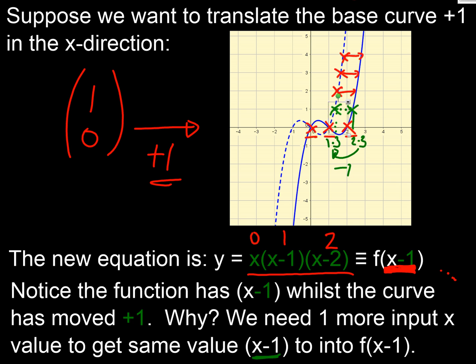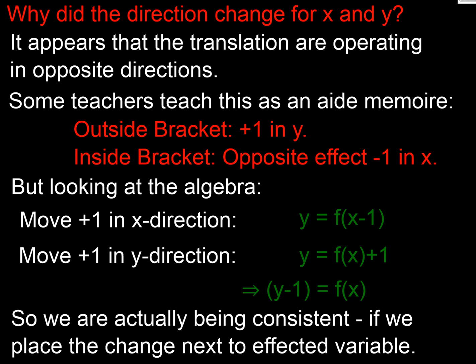So that means for every number, we're going to need 1 more, aren't we? That's our 1 more bit, our translation. But effectively, to undo that, we have to take 1 off, put it into our function. Okay, let's have a think about how. So it looks like at this point that these are operating in different directions, doesn't it? The way that the x and the y's are working.